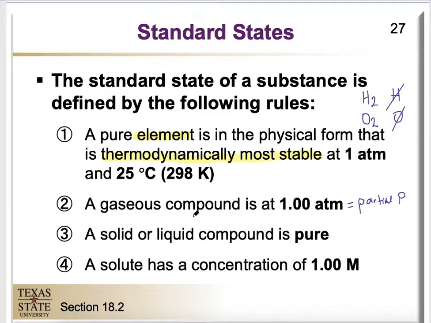Then if you have a solid or liquid compound, it needs to be pure. And finally, if you have a solution, then the solute concentration has to be at 1 molar. So if you're given an example where you have one or two substances dissolved in an aqueous solution, you would need to see that the concentration of each of them is equal to 1 molar. Similarly, if you have a mixture of gases, let's say reactants and products, each of them would have to be at a partial pressure of 1 atmosphere for it to be at standard state.